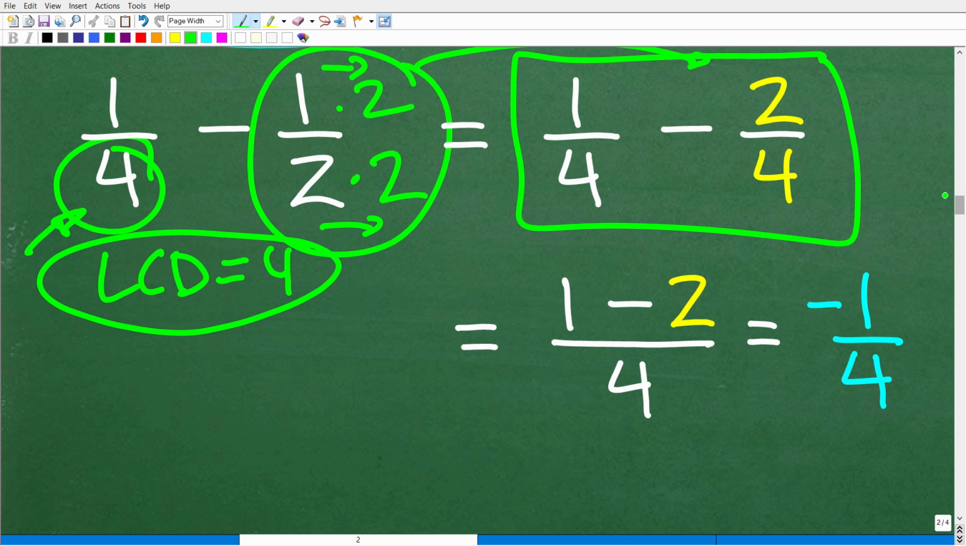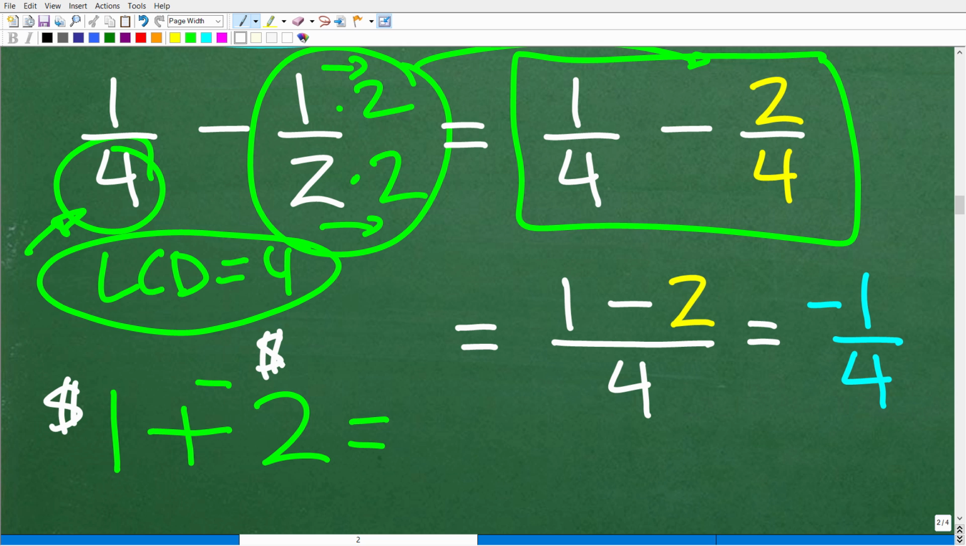We have to be very careful here because now we're going to be subtracting 1 minus 2 over 4, and we're going to end up with a negative number. So 1 minus 2 is the same thing as, okay, well, let me just write it out this way. 1 minus 2 is the same thing as 1 plus -2. And for those of you that forgot how to add positive and negative numbers, I like to use money as a simple way to help you remember how to get the right answer.